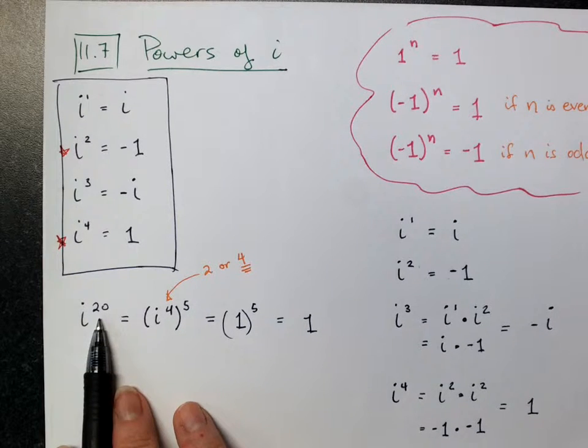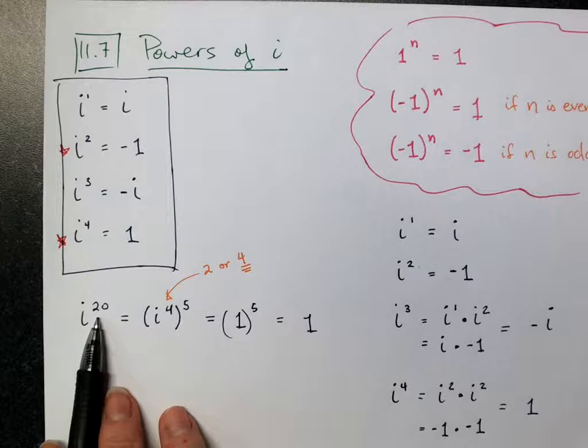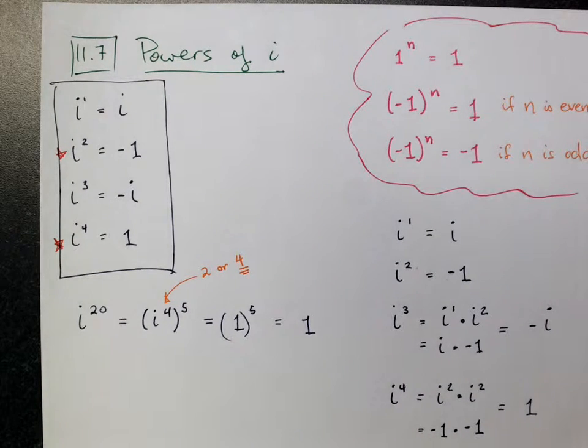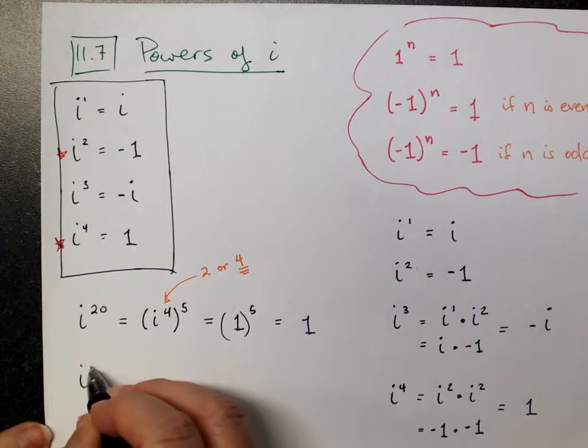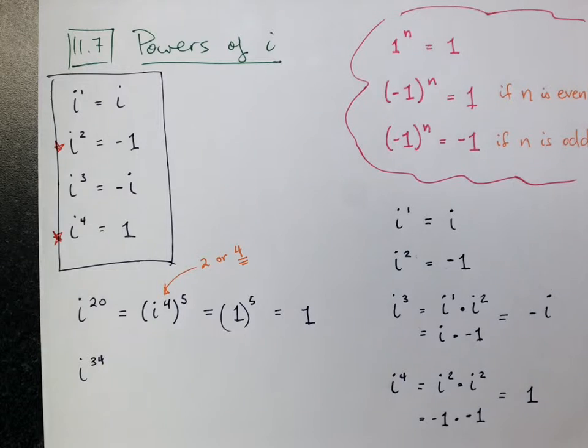And once you see that pattern, if it's an even number, it's either going to be 1 or negative 1. And if it's not only even, but also divisible by 4, it's going to be the positive 1. Exactly. So if you did i to the 34th, is that even? As long as there's not a coefficient in front of it, the answer is going to be 1 or negative 1.